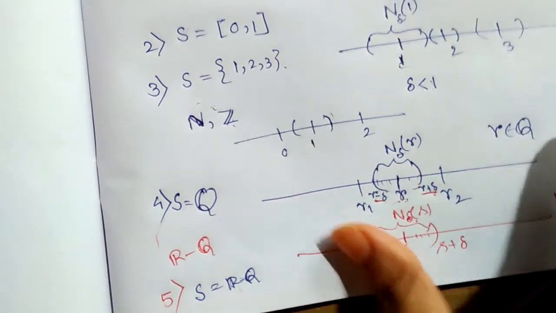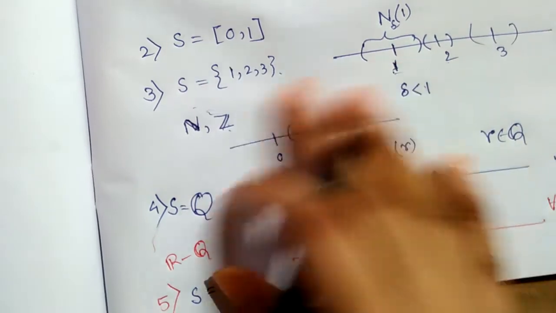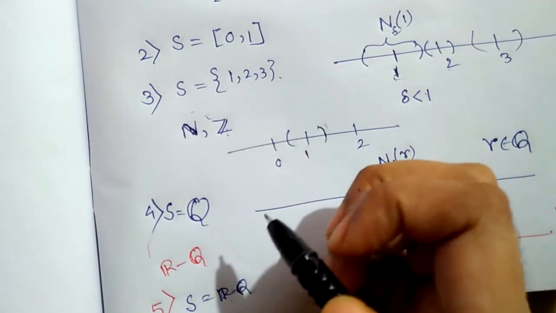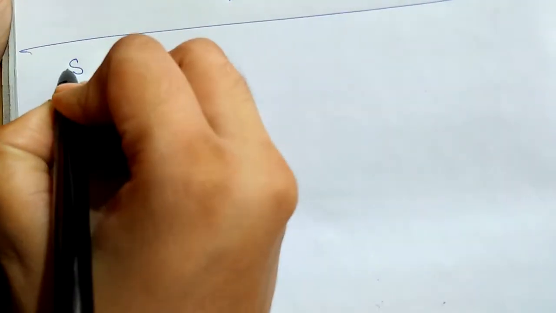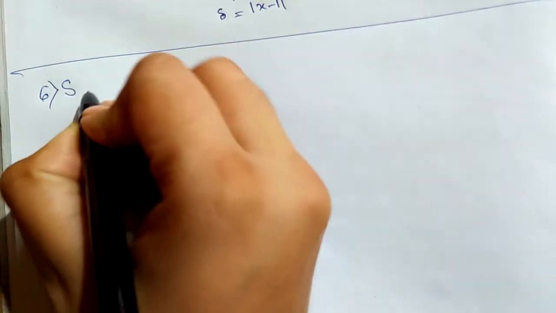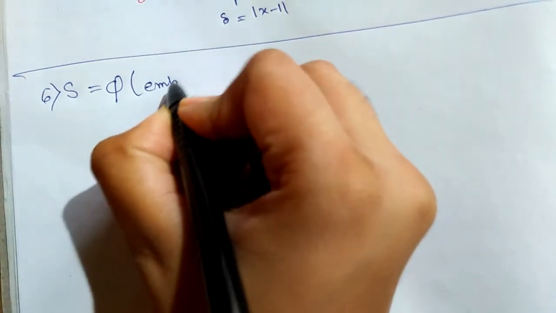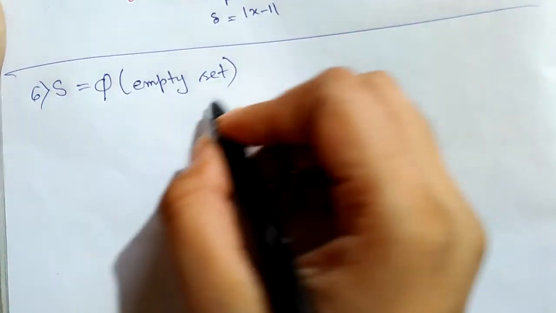Okay, so we have done everything, and this is all our non-empty subsets of R. Now coming to our last example, that is the empty set. If S is an empty set, I am writing here, suppose our number is 6. Sixth example: S is an empty set, an empty subset of R.